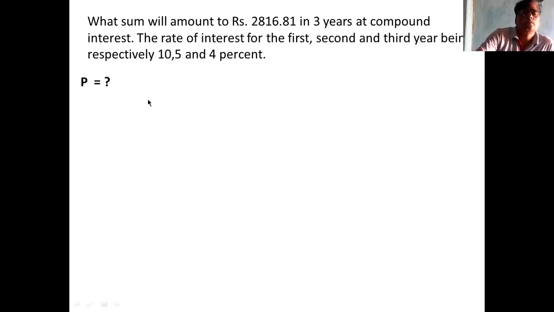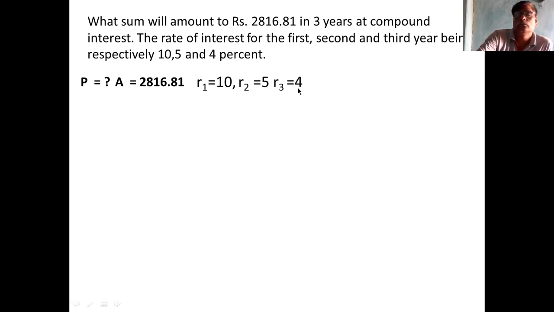Then next, A is given: 2816.81. Then R1 is equal to 10, R2 is equal to 5, R3 is equal to 4. This is the rate of interest. First rate, second rate, third rate. There are 3 rates. Then you have to take 3 periods. What is the period for the first rate? What is the period for the second rate? What is the period for the third rate?